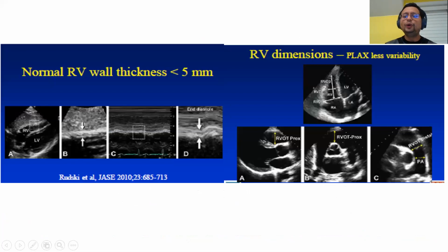All right. So where do you measure the right ventricular wall thickness? You measure at the subcostal four-chamber view. This is the subcostal four-chamber view. That's the LV and RV. You zoom in on the RV wall and you measure the thickness in diastole. And anything that is more than 5 millimeters is considered abnormal wall thickness.